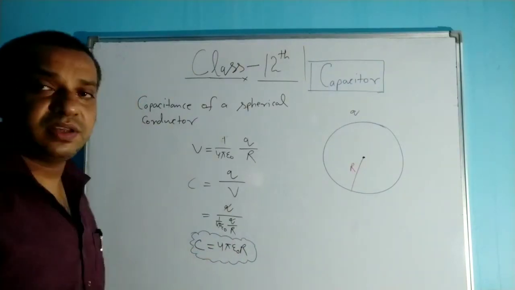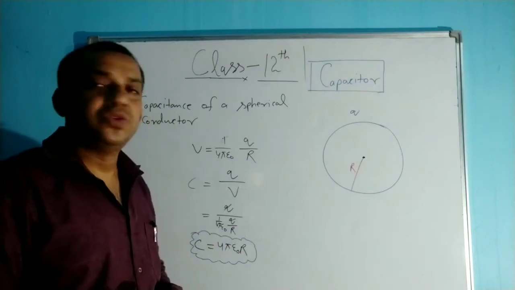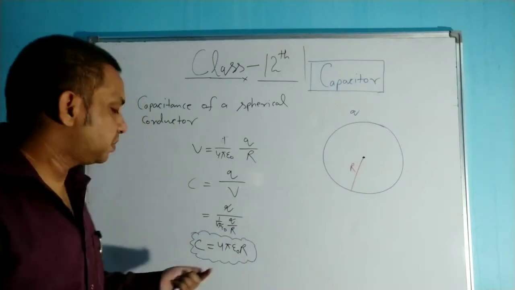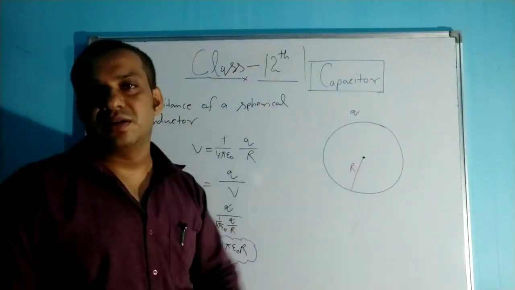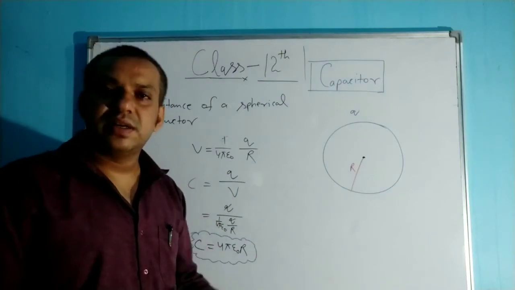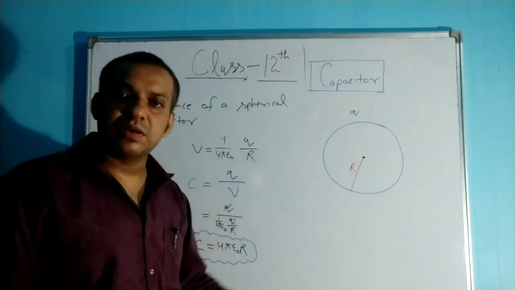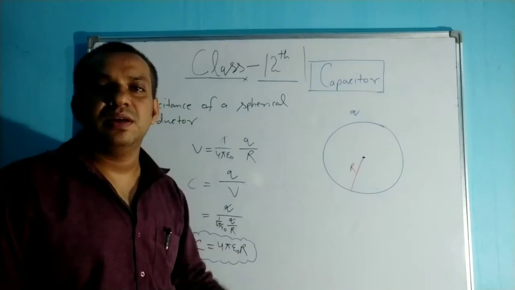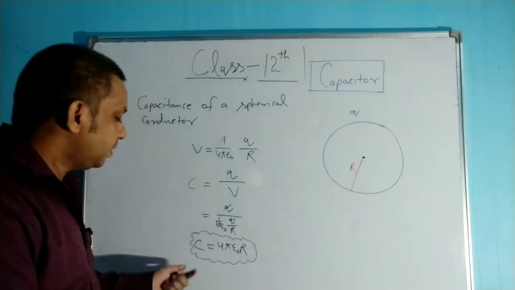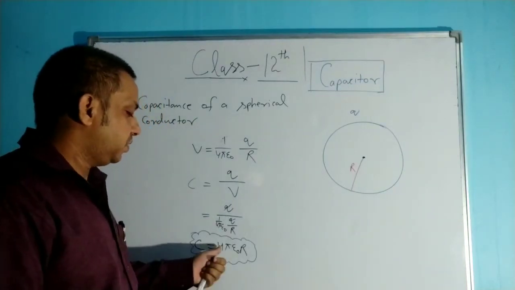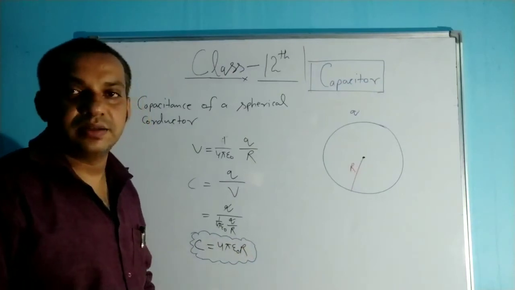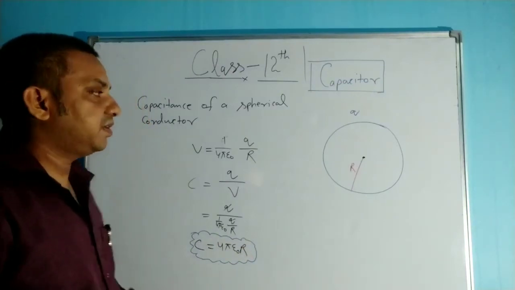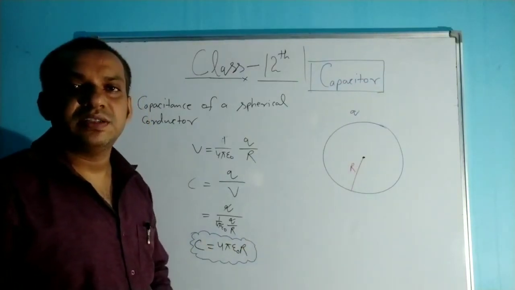So the capacity of the spherical conductor to hold charge is directly proportional to the radius of the conductor. That means the larger the radius, the larger the capacity; the smaller the radius, the smaller the capacity of this conductor. So here you can see that C is equal to 4 pi epsilon naught R. This is the formula for the capacity of the spherical conductor.